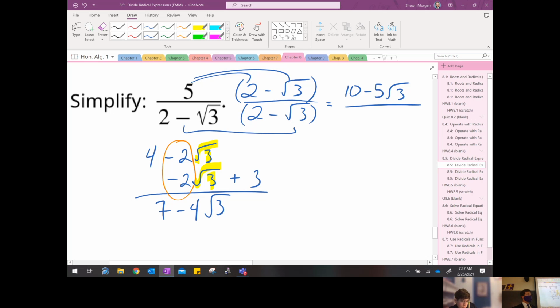All right, now, is this any better? We've got 7 minus 4 square root of 3. Is that any better? No, but why did I get so excited? Who was the one that gave me the answer? Ben? Why did I get so excited about Ben's answer?